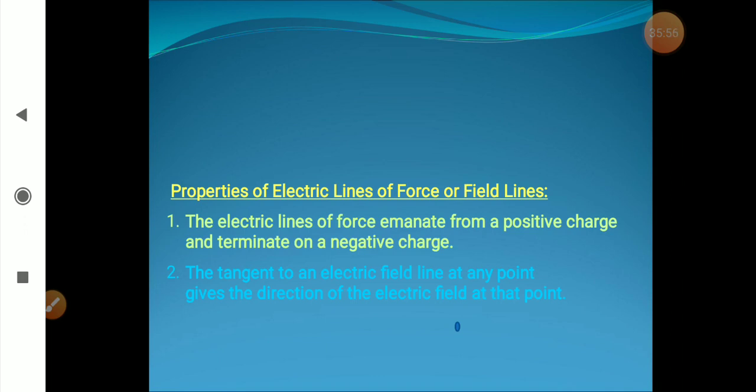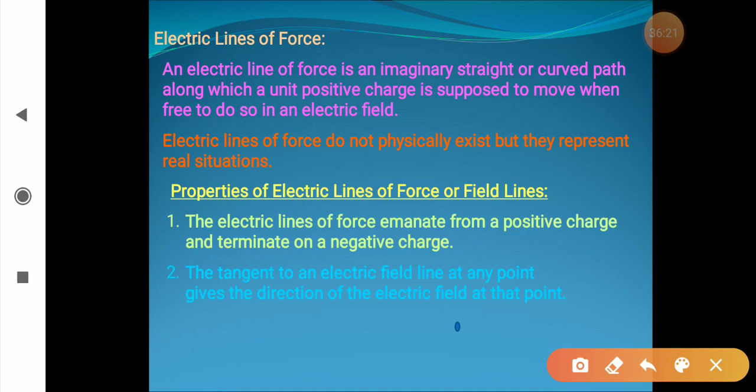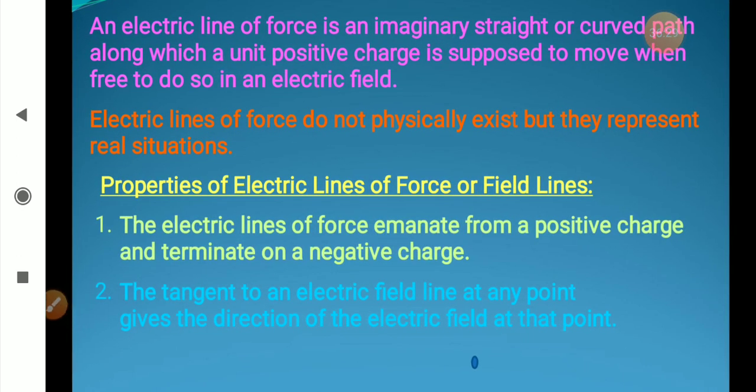Okay. Properties of electric field lines or lines of forces. So let us take their properties. And before that, let us know what are electric field lines or lines of forces. Now, in any electric field, if a test charge is placed, then the path followed by the test charge is termed as electric field line. An electric line of force is an imaginary straight or curved path along which a unit positive charge is supposed to move when free to do so in an electric field. So electric lines, we cannot really see them, but these are just imaginary lines. So electric lines of forces do not physically exist, but they represent the real situation.